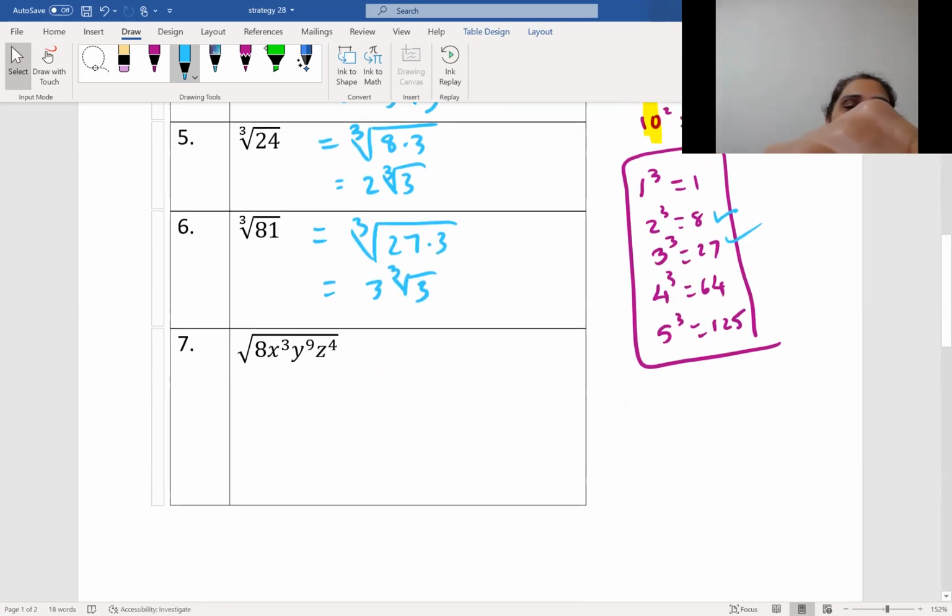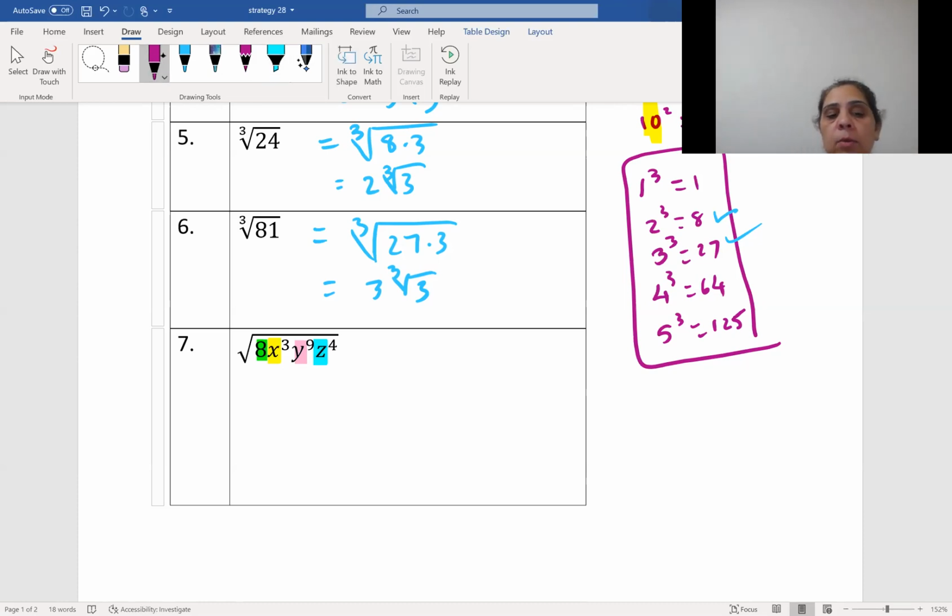So if we check, we have 4 different things under this square root. We have 4, we have number 8, we have x, we have y, and we have z. We have 4 different things, so we will split it up in 4 different pieces. You think little by little, not the whole thing at the same time. Very simple to decide which one goes out, which one goes in. So let me show you that strategy.